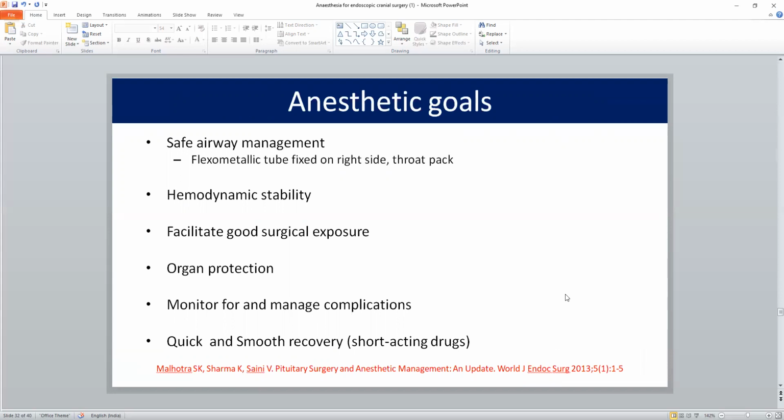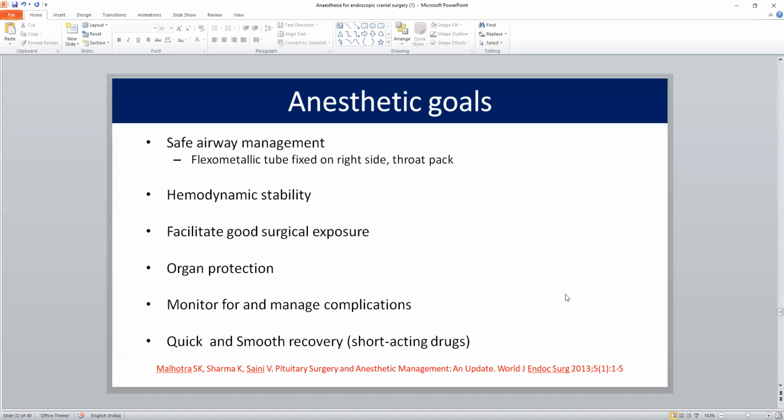Hemodynamic control is important because there can be intense stimulations which result in significant elevation in the heart rate and blood pressure, and then there could be periods of silence when there is no stimulation, resulting in hypotension and bradycardia. Anesthesiologists should make every effort to facilitate good surgical exposure, and this can be achieved by lowering the blood pressure, providing good nasal preparation, etc.